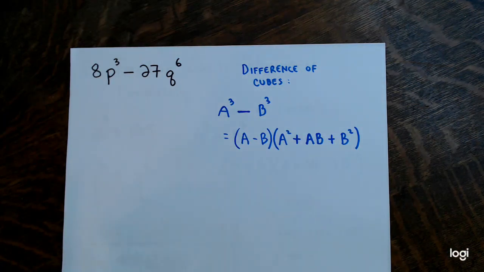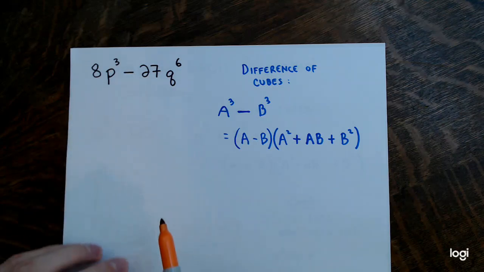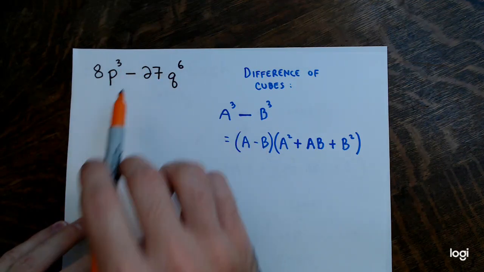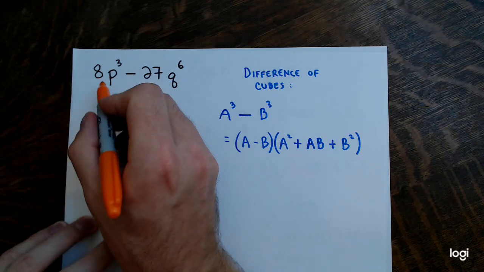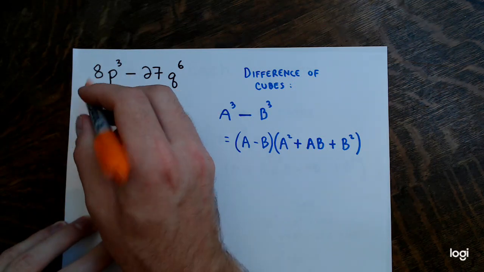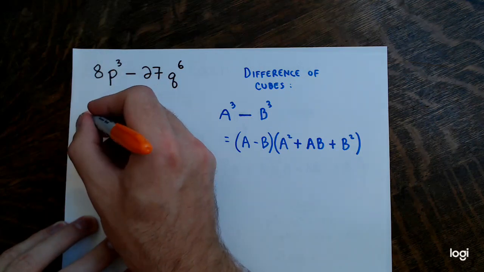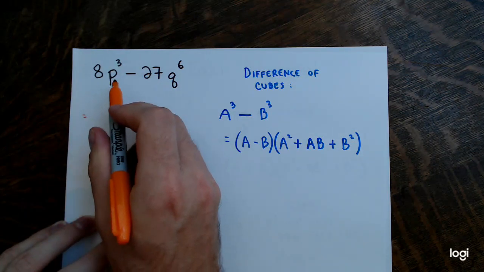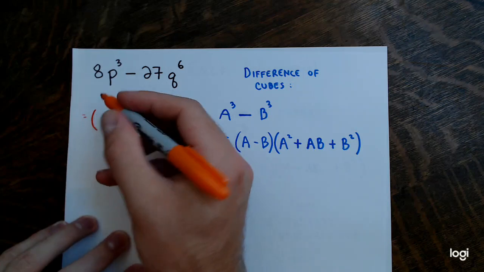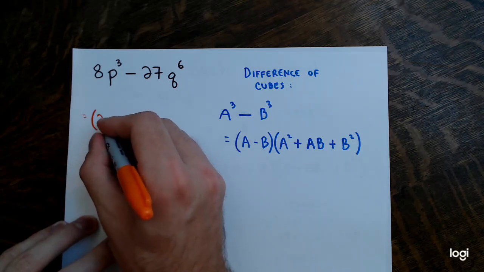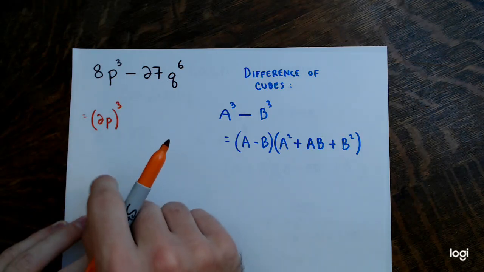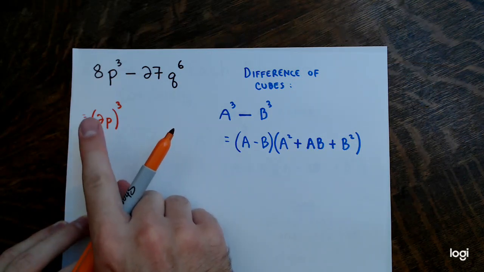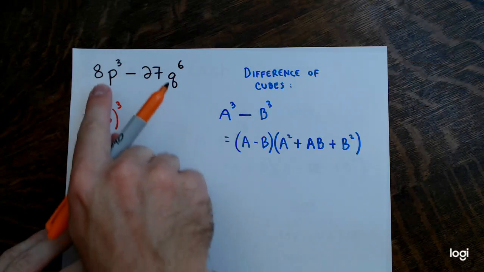All right. So let's take a look at this with the two terms and powers that are multiples of 3 and a minus sign. Let's see if this is a difference of cubes. Well, 8 and 27 are nice cubes, right? The first term, 8p cubed, that's 2p to the third power, right? 2p times 2p times 2p would be 8p cubed.